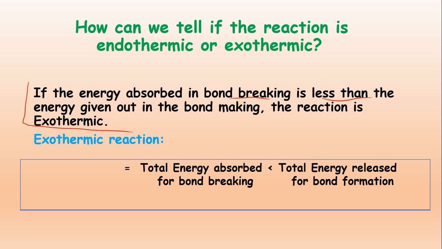is less than the energy given out in bond making, the reaction will be exothermic, because the energy released is greater. So look here: the total energy absorbed for bond breaking is less than the total energy released, which means the total energy released will be greater, so the reaction will be exothermic.